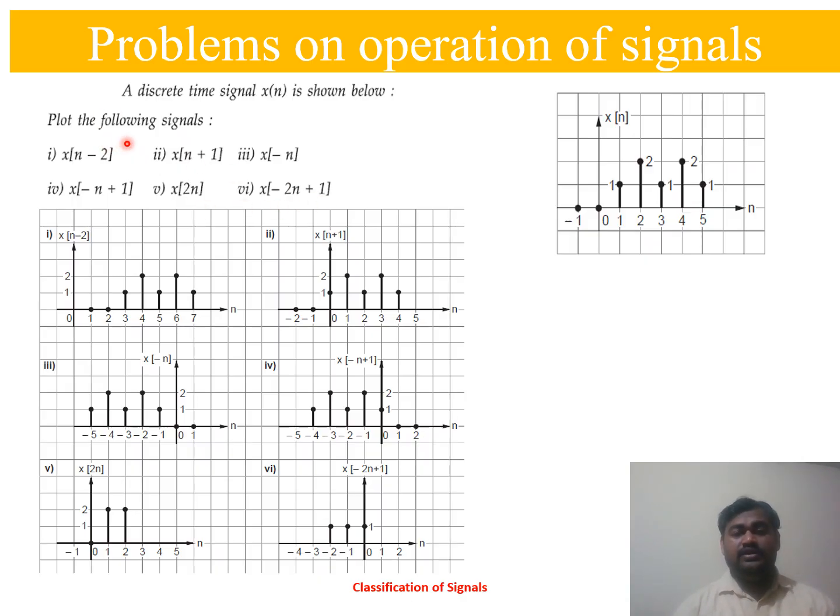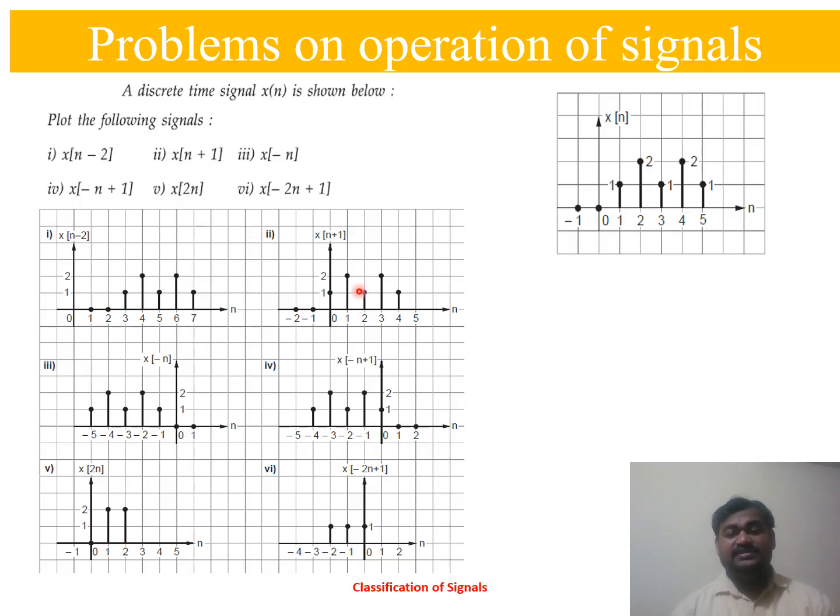First one, I already told, this is the given signal. How to find x of n minus 2? What is x of n minus 2? Delay the signal by 2 units. Here the signal starts at minus 1, so with a 2 unit delay, the signal should start at 1. So shifting every signal by 2 units, this will become the answer for x of n minus 2. One shift means minus 1 to 0, second shift 0 to 1. So the signal starts at 0, 1 and it goes on. So this is x of n minus 2.